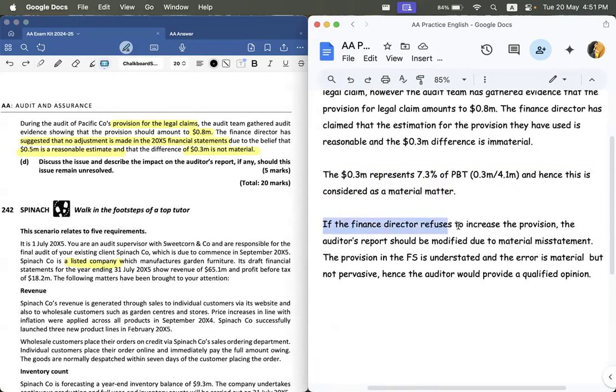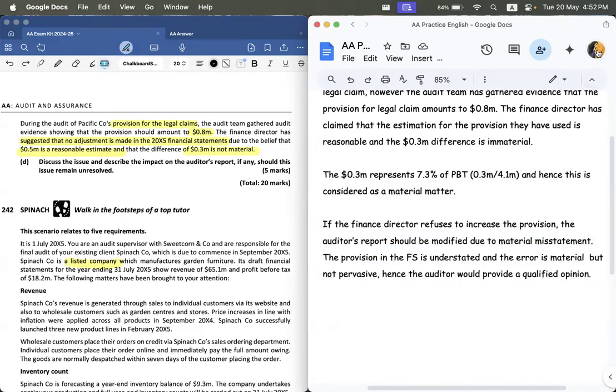So if the finance director refuses to increase the provision, the auditor's report should be modified due to material misstatement. The provision in the FS is understated and the error is material but not pervasive. Hence, the auditor would issue what opinion? Qualified opinion. Clear now? And just under the qualified opinion, there would be a basis for qualified opinion paragraph. Clear?